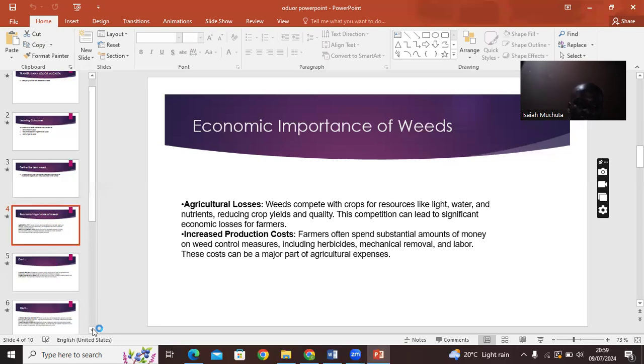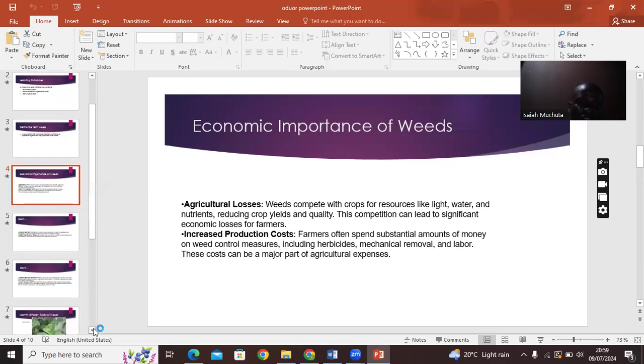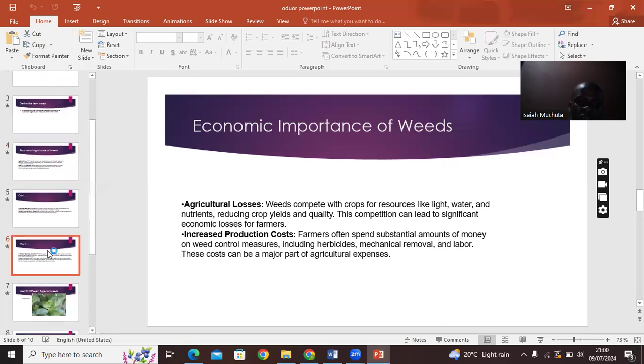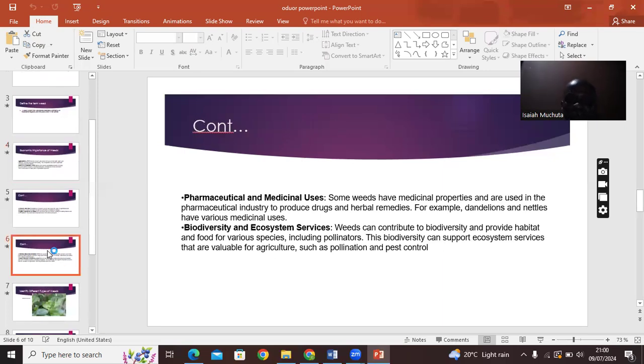And another economic importance of the weeds is pharmaceutical, medicinal. That is what we have said, use of medicine or herbicides to do what? To control the weeds. So that is also one of the economic importance, or maybe negative effect, of the weeds. Another one is biodiversity or ecosystem services.